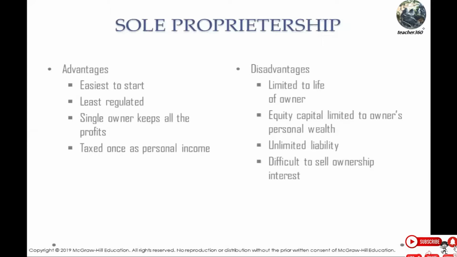Since the owner is all for the business, the single owner keeps all the profits. As the business profit is the owner's profit, tax is levied on personal income. There are many disadvantages of sole proprietorship business. If the person closes the business, it gets dissolved. If the person dies, then the business gets closed.